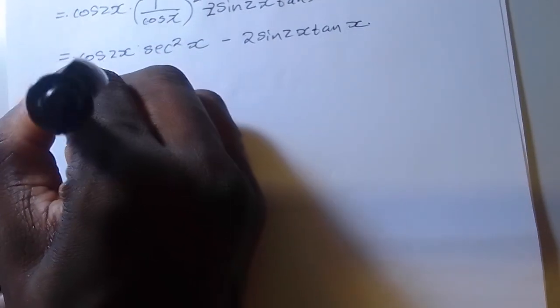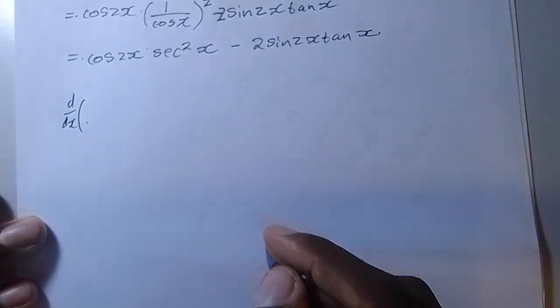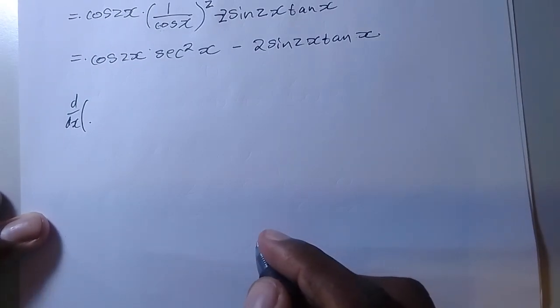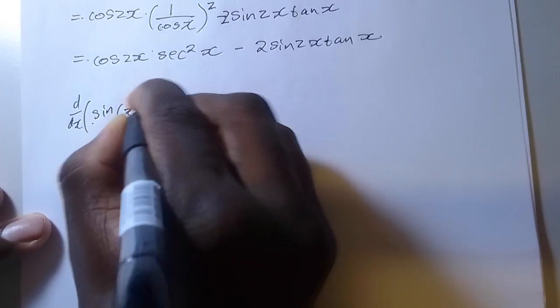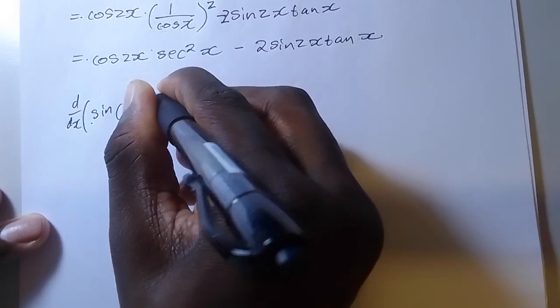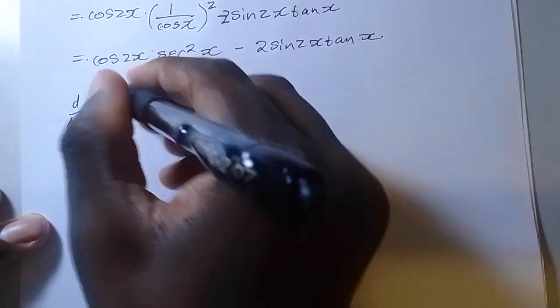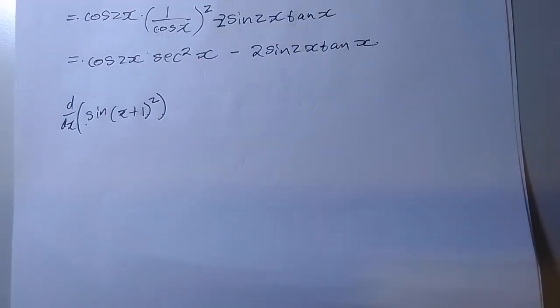The next one is d on dx of, oh, it's actually the last one, sine of x plus 1 squared. Right, so x plus 1 is squared. How do we do this one?